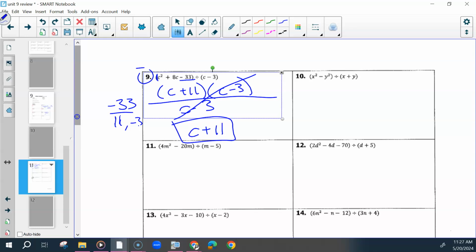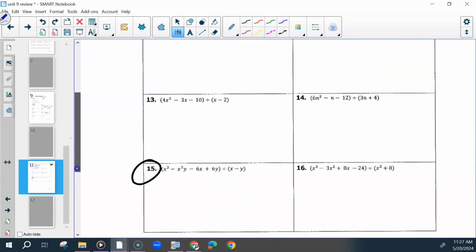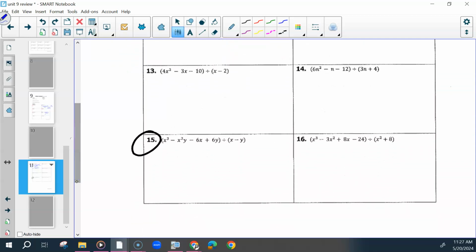Other questions on this back page? They'll be similar. There'll be a mix of these and the dividing polynomials by monomials. Yes, 16 and 15. 15 and 16. Or not 15, 15 and 16. 15. Okay.